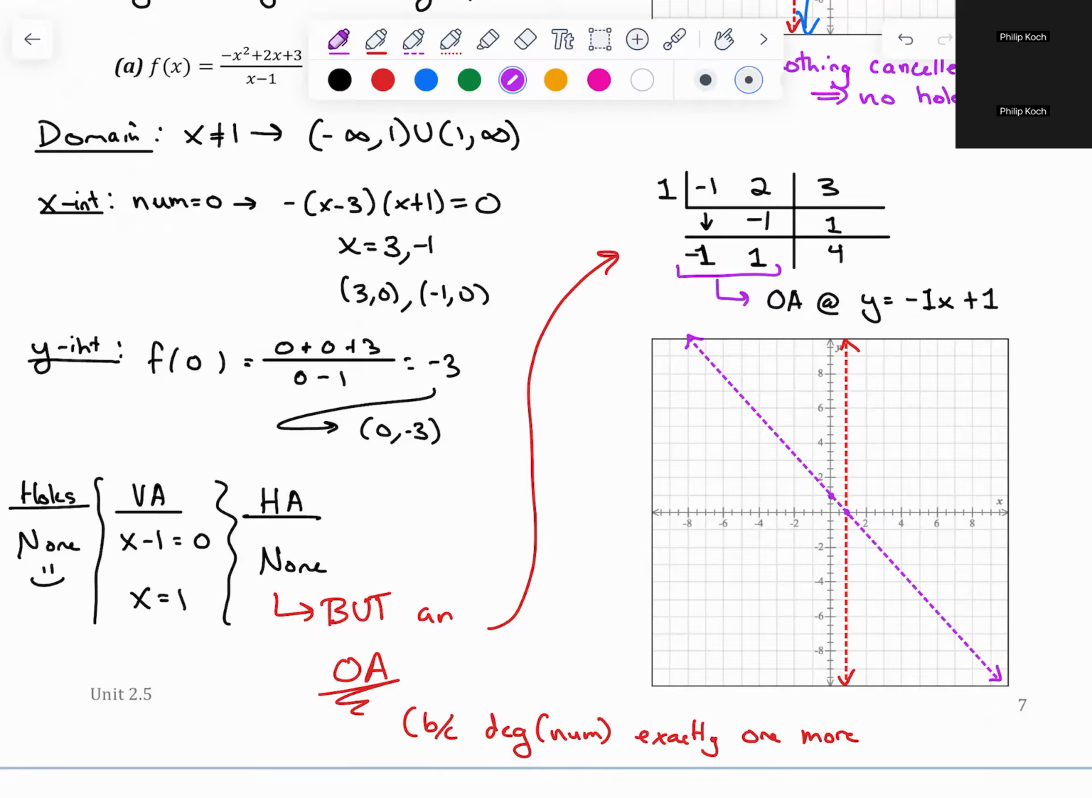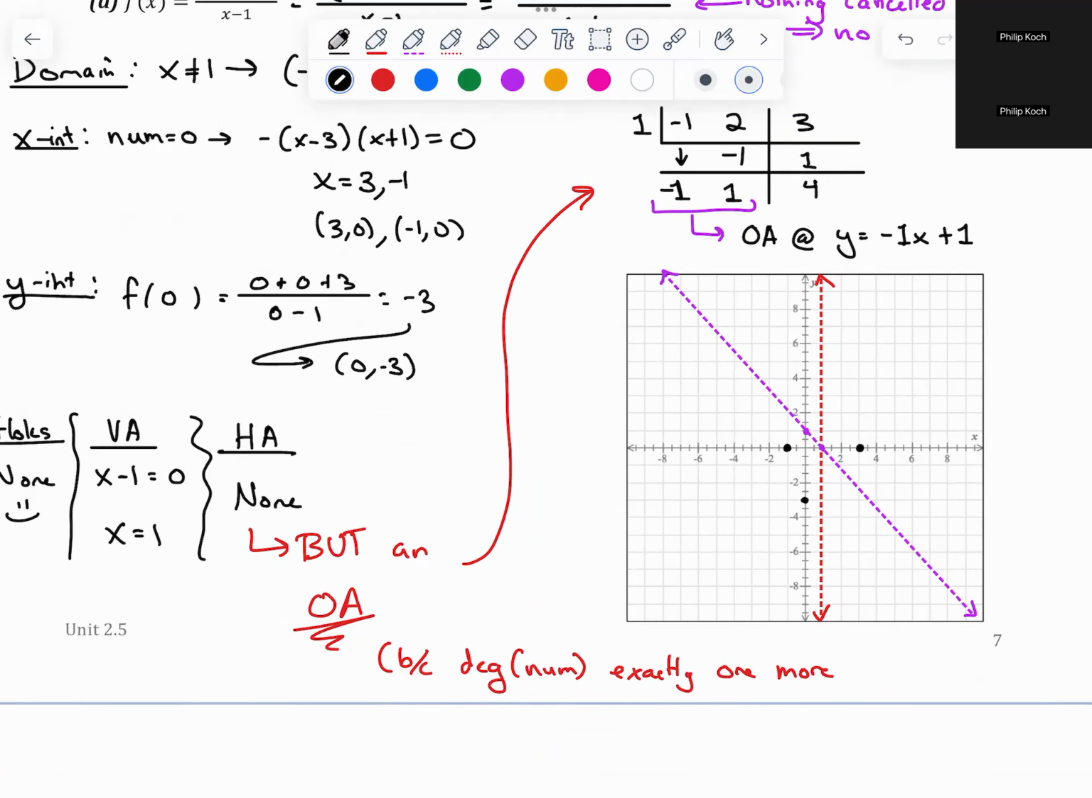And so now we've got to plot all those points. We had an x-intercept at 3, 0, so right there. We had an x-intercept at -1, 0, and we had a y-intercept at 0, -3. So we have 2 points on the left half of the vertical asymptote. We should probably have one more on the right-hand side. We only have one. So let's do f of 2.